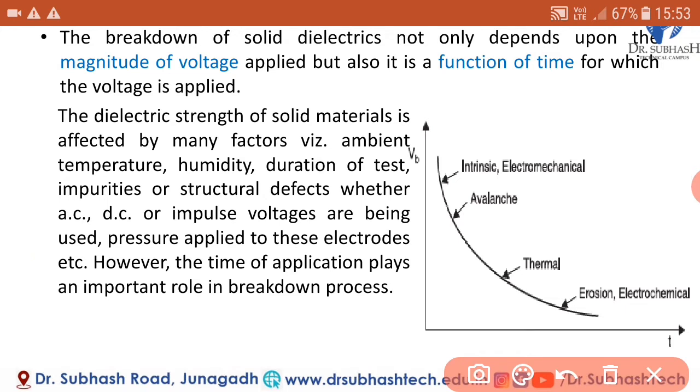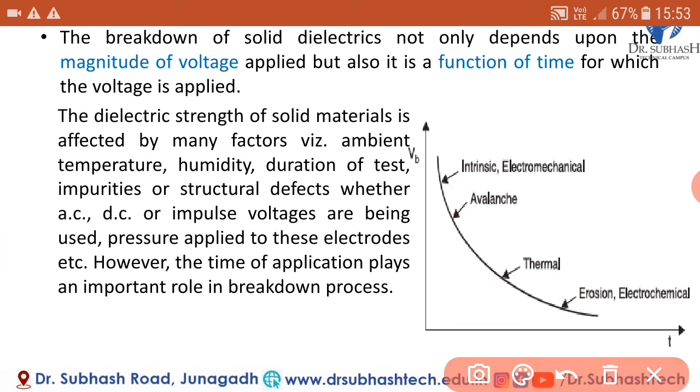Now we can see when the magnitude of breakdown voltage is high, at that time the time is very less. So intrinsic breakdown, then avalanche breakdown, thermal breakdown, and the last one is erosion or electrochemical breakdown. In erosion breakdown we can see breakdown voltage is very less but the time is very large. So this is the criteria for this.